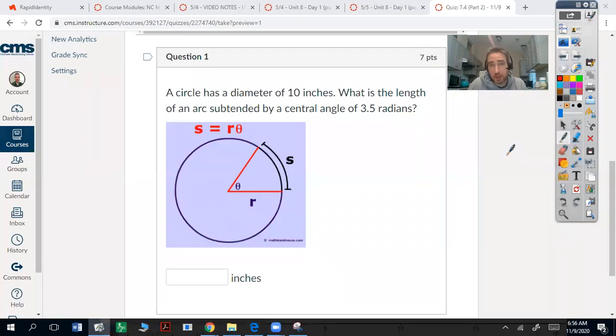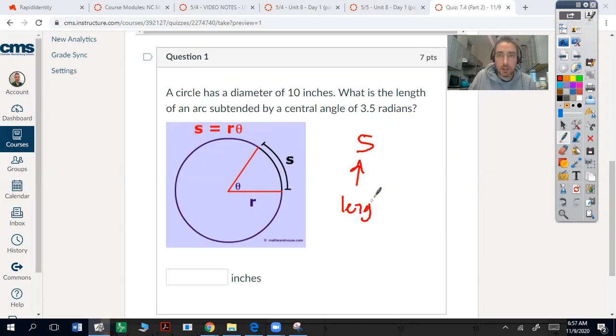All right, we're going to be exploring the arc length formula, looking at radians. So the formula for arc length when you're given the radian measure of an angle is S equals R theta. Just say S equals R theta, S equals R times theta, radius times the radian measure. Pretty simple.